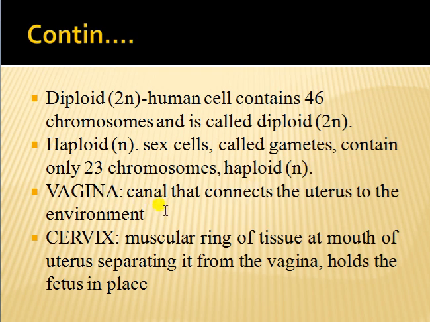The vagina is the canal that connects the uterus to the environment. The cervix is a muscular ring of tissue at the mouth of the uterus, separating it from the vagina, and it holds the fetus in place.